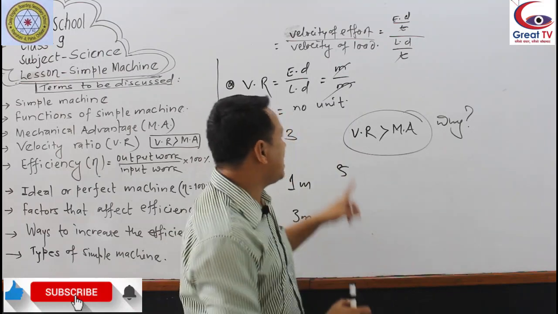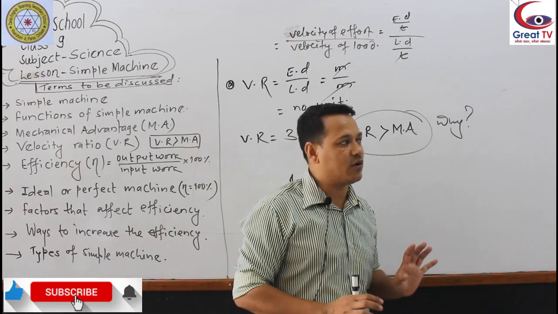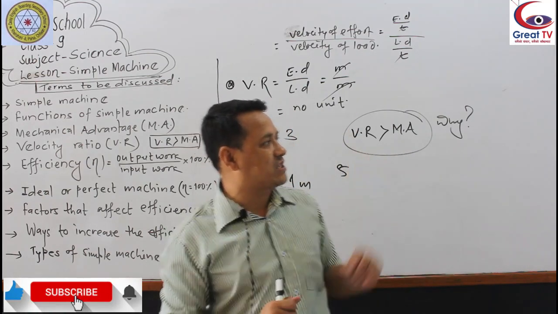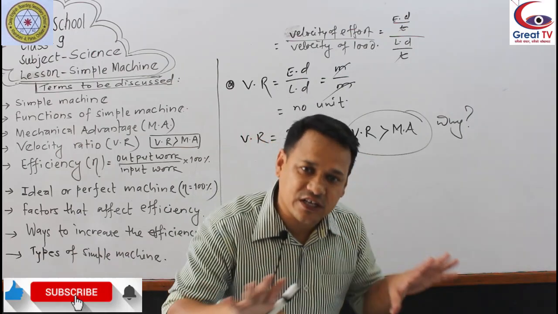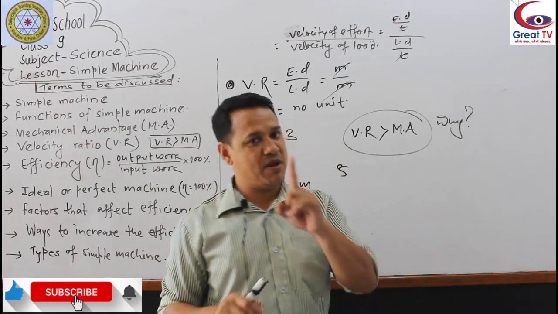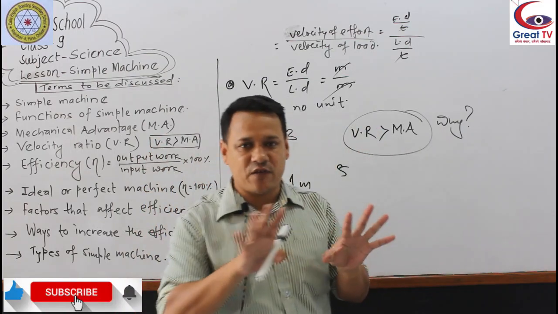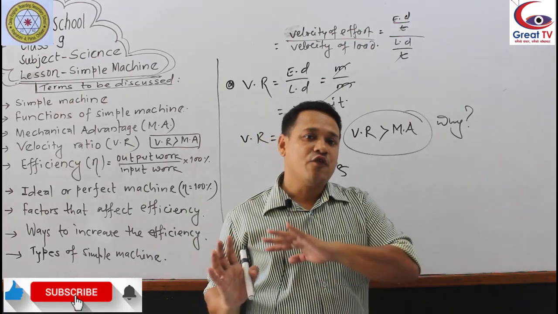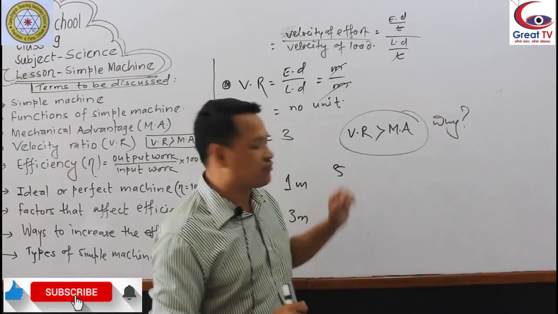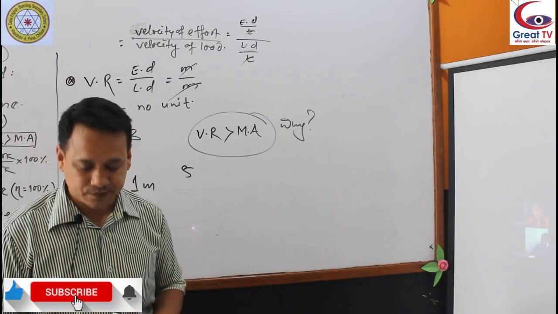That's why we say velocity ratio is always greater than mechanical advantage. Why? Because VR is not affected by friction, but mechanical advantage is affected by friction. That is why velocity ratio is greater than mechanical advantage in any type of machine.